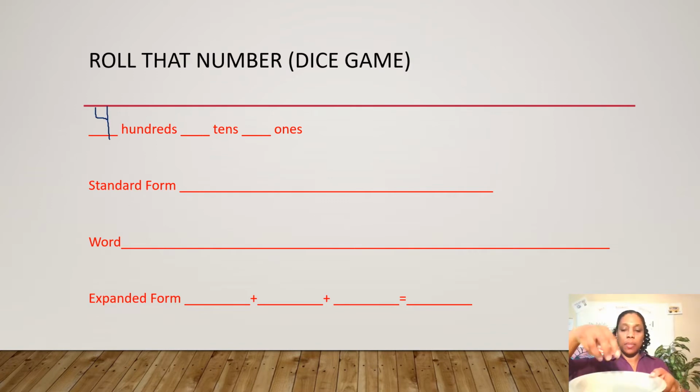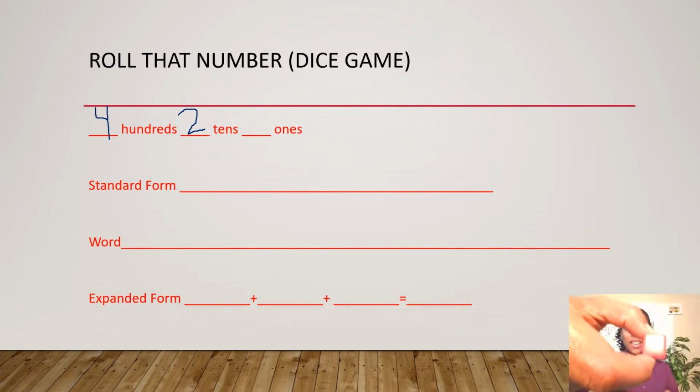Let's roll the next number. The next number I rolled is a 2. This is the number that's going into my tens place. Let's roll my third and final number, the number that's going into my ones place. And the number going into my ones place is the number 1.